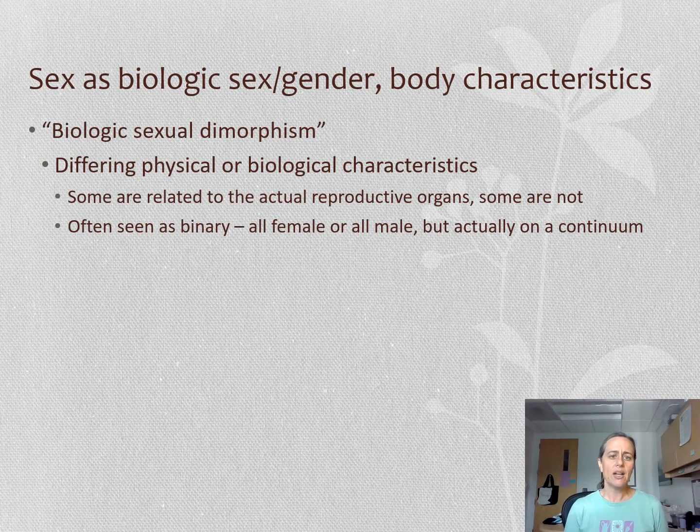And so that's where this concept of biologic sexual dimorphism comes in. Di means two, morph means shape. So this idea that there are two different body shapes and configurations that you can have. One is male and one is female, right? So there's two different styles that a human being comes in. Some of these differences are related to reproductive organs themselves, but some are related to other features of the body, as we'll talk about in a minute.